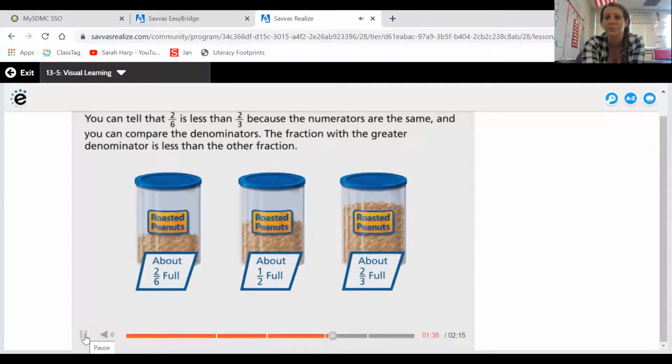You could tell that 2/6 is less than 2/3 because the numerators are the same and you can compare the denominators. The fraction with the greater denominator is less than the other fraction.